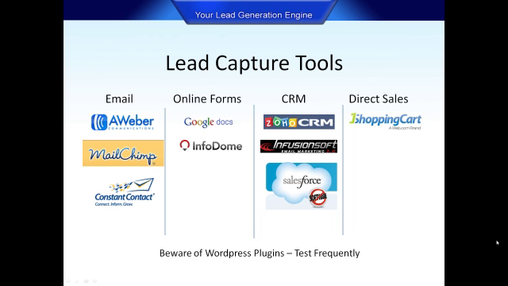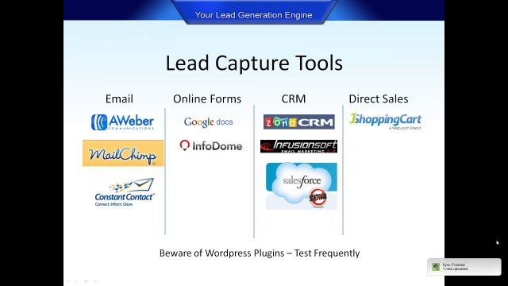So these are just some of the tools you need to think about. But before you start playing around deciding which tool is right for you, you really have to stop and say, well, what do I want my prospects to do when they come to the website? Do I simply want to get them on an email list, which is going to follow up with multiple emails and build a relationship automatically? If so, then you want something like Aweber. Do I want to just capture information and call them back? Then Google Docs or Infodome will work really well.